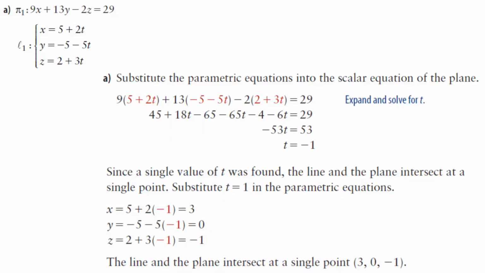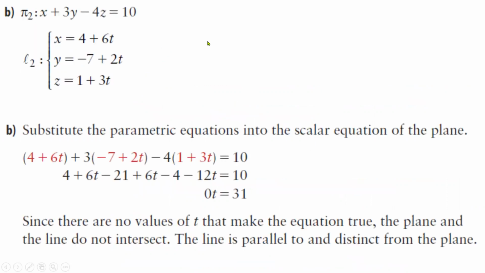All right, if no questions, let's consider question B. Again, we can substitute the parametric equations into the scalar equation of the plane, which gives us 4 plus 6t plus 3 times (-7 plus 2t), that's the y coordinate, right? Minus 4 times the z coordinate, which is (1 plus 3t), equals 10. And you can find that actually 0 times t equals 31.